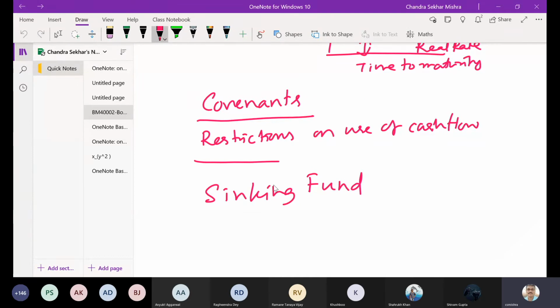If it's a perpetual debt, don't bother about it. Perpetual debt means you do not have to repay the principal. If it's not a perpetual debt, you have to arrange for the principal repayment. So a sinking fund can be there as a provision.